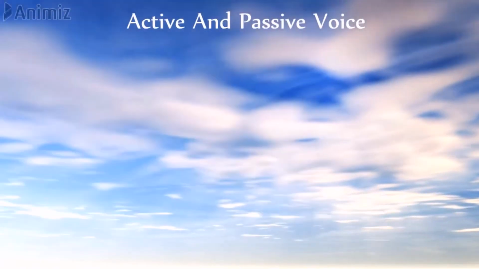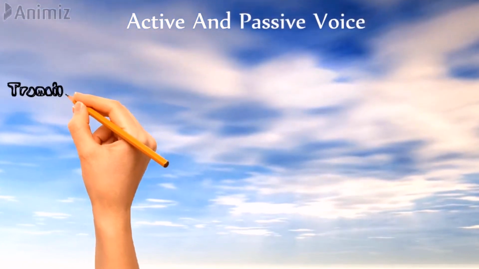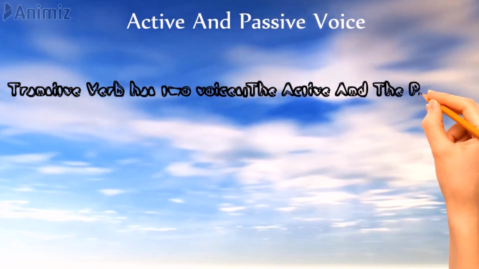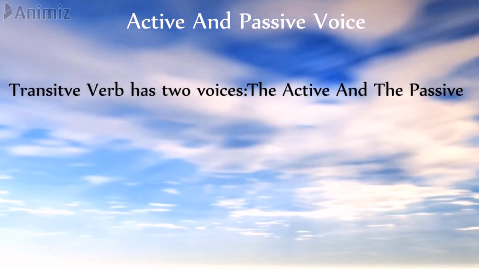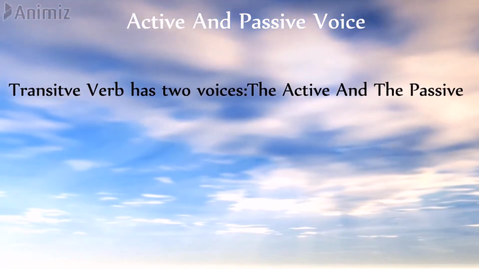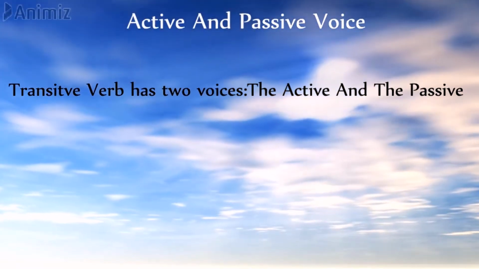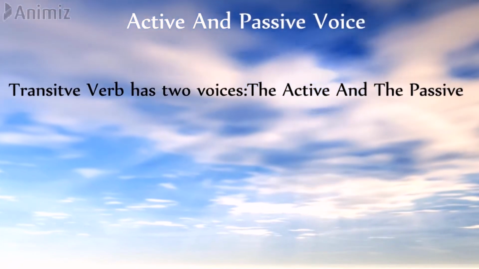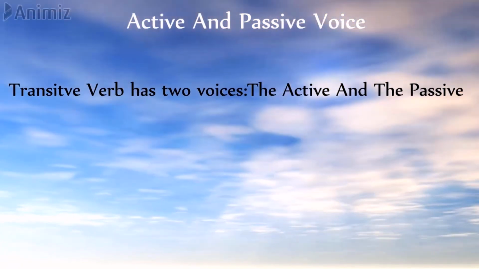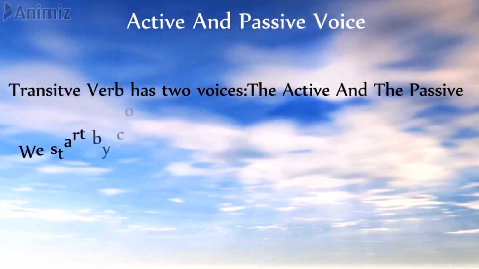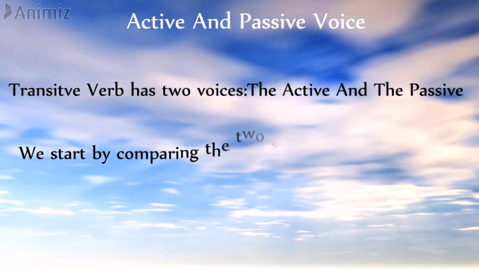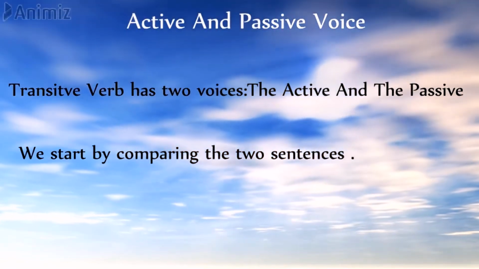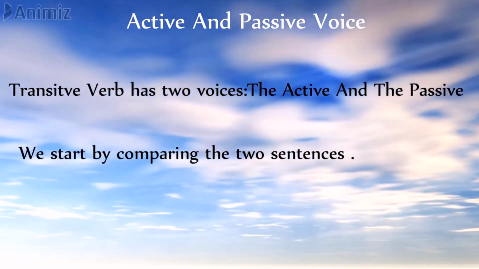Today we are going to learn about active and passive voice. To learn active and passive voice, first we have to do transitive verb. Now what is a transitive verb? A transitive verb is that verb which requires an object to complete its meaning. Generally, active and passive voice verbs are transitive verbs. Transitive verb has two voices, the active and the passive.